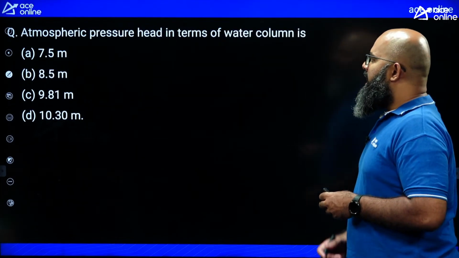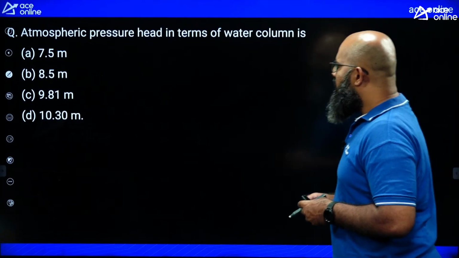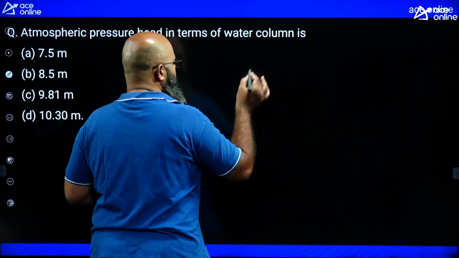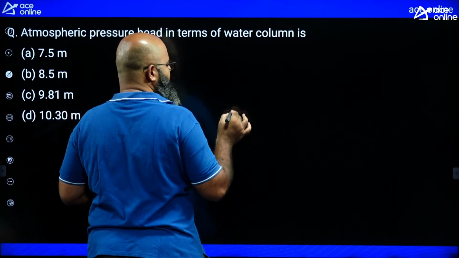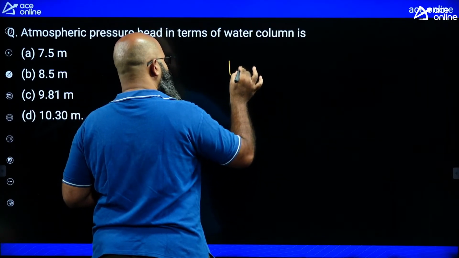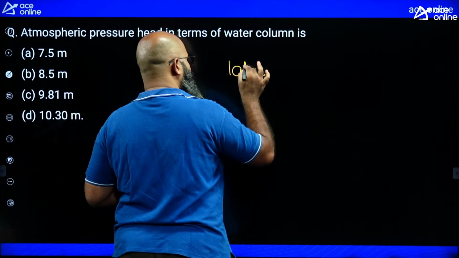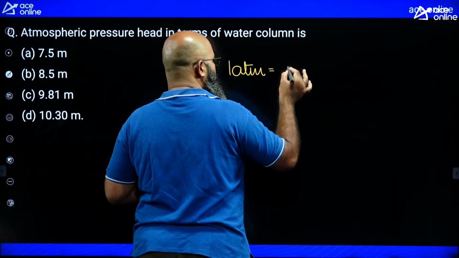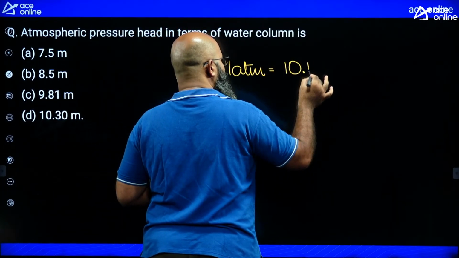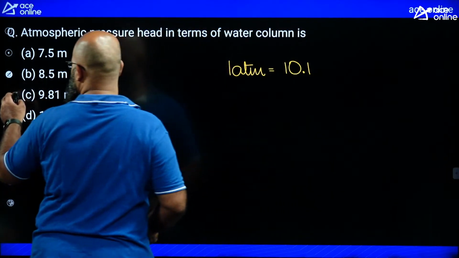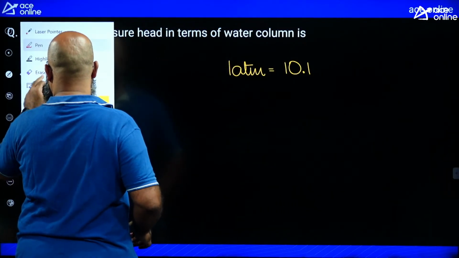Moving further. Atmospheric pressure head in terms of water column is equal to how much? Standard atmospheric pressure is equal to 1 atm. The value of 1 atm is equal to 101.3, it is equal to 101.